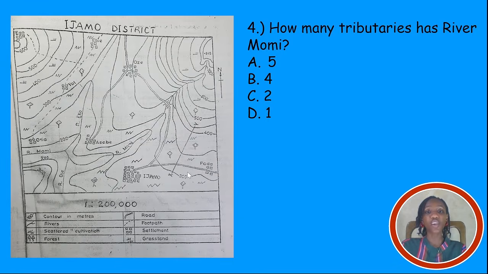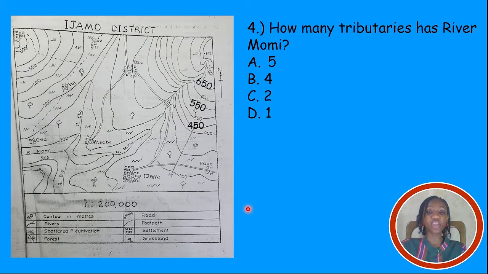How many tributaries has River Mommy? So now let's identify the river. If we look at our map, we can see that River Mommy is written in two places, here and down here. We can say that the river originates from here because rivers flow from highland to lowland. And now looking at the values of the contour, we can see 700, then it skips a contour, then 600, then it skips another contour, then 500. I'm sure that you'll be able to identify the missing contours. 700, 650, 600, 550, 500, 450, 400.